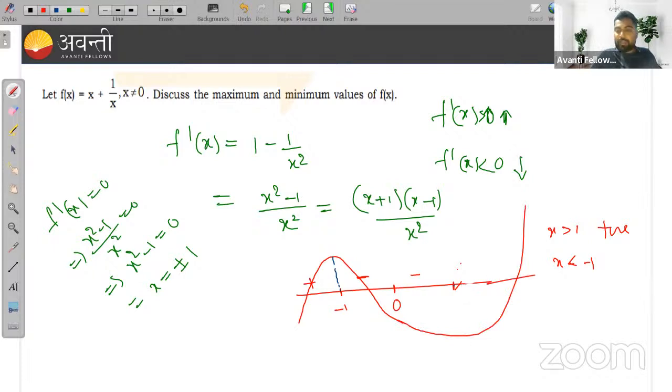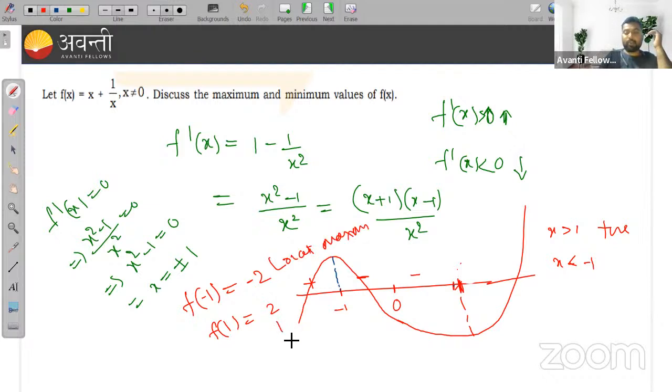Right? So at x is equal to 1, you are getting local minima. So what is f of minus 1? f of minus 1 becomes minus 2 and f of 1 becomes 2. So this is my local maxima, and this is my local minima.